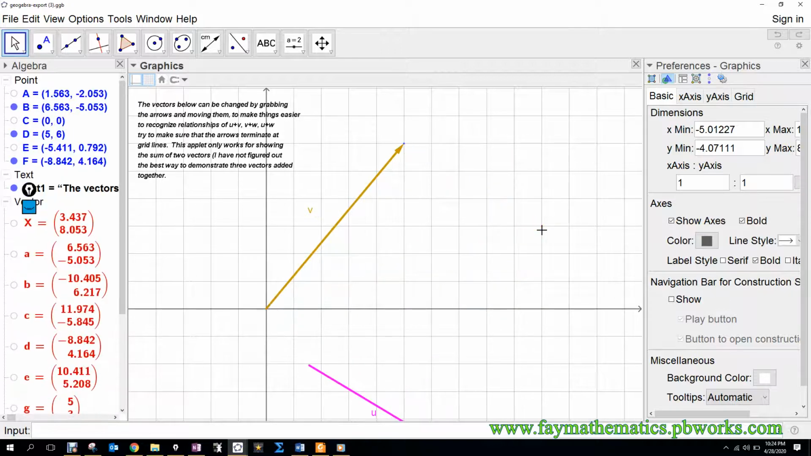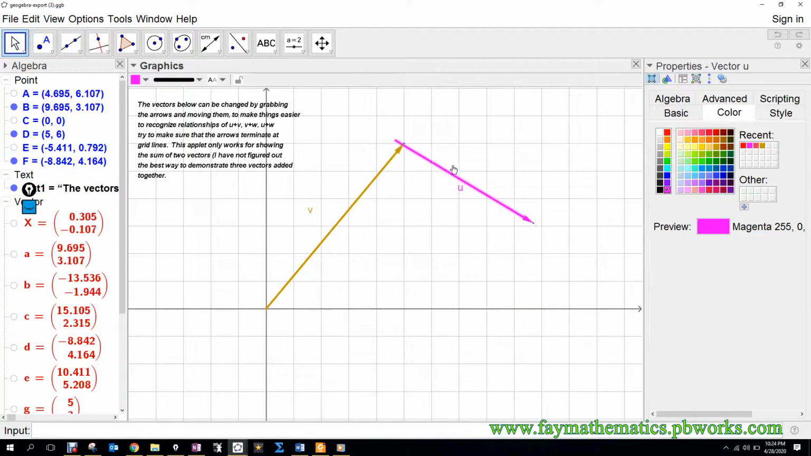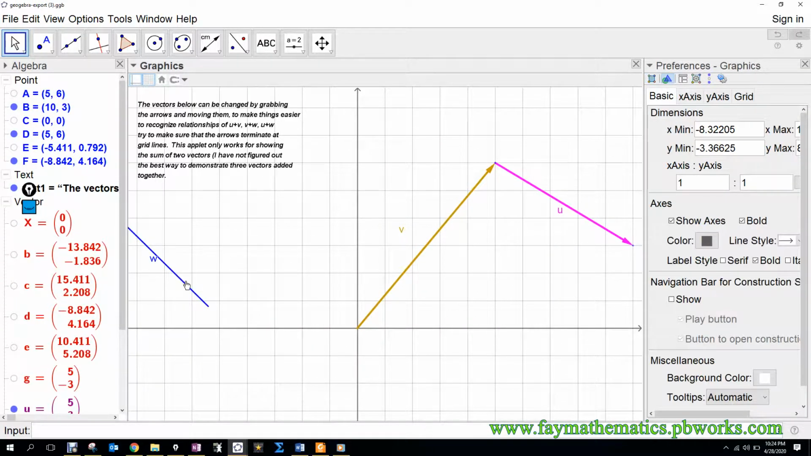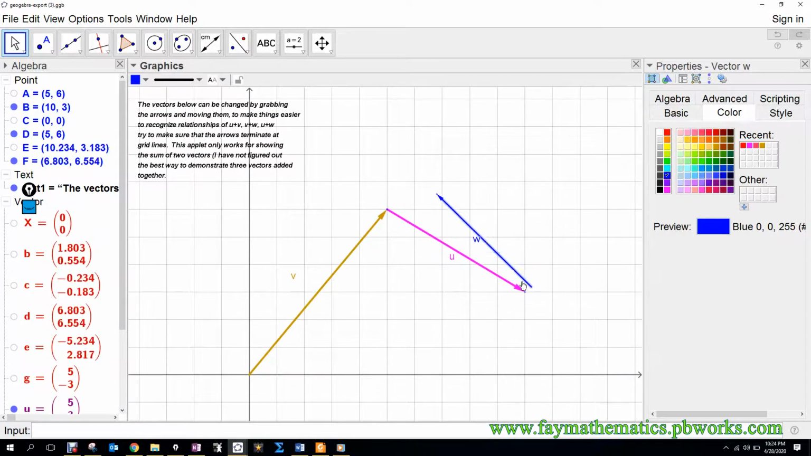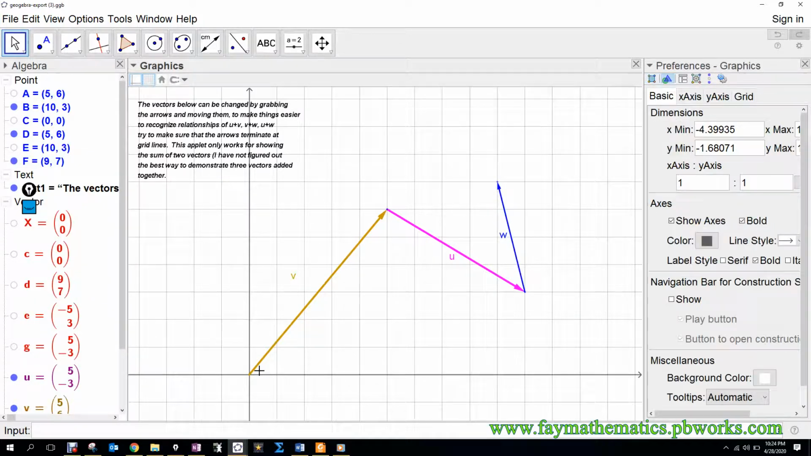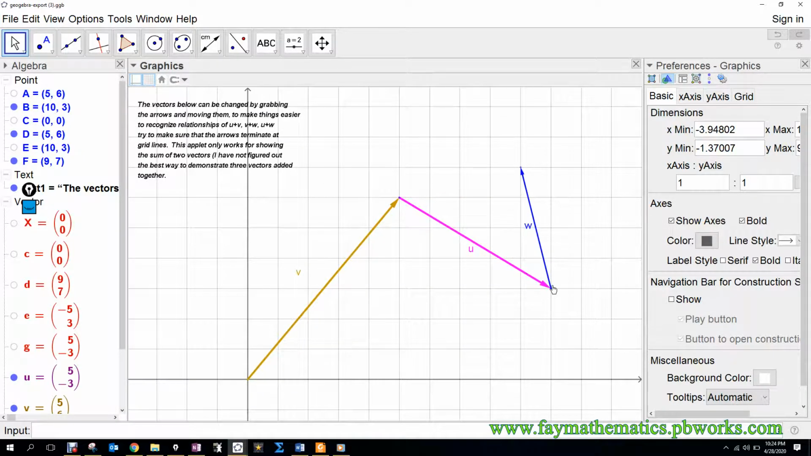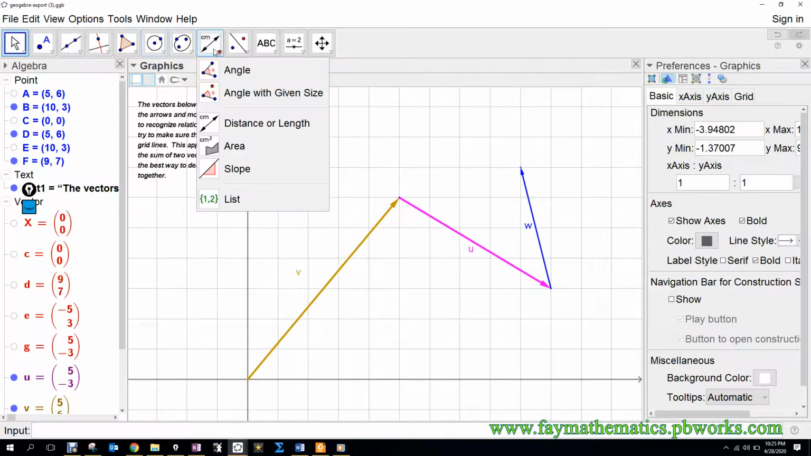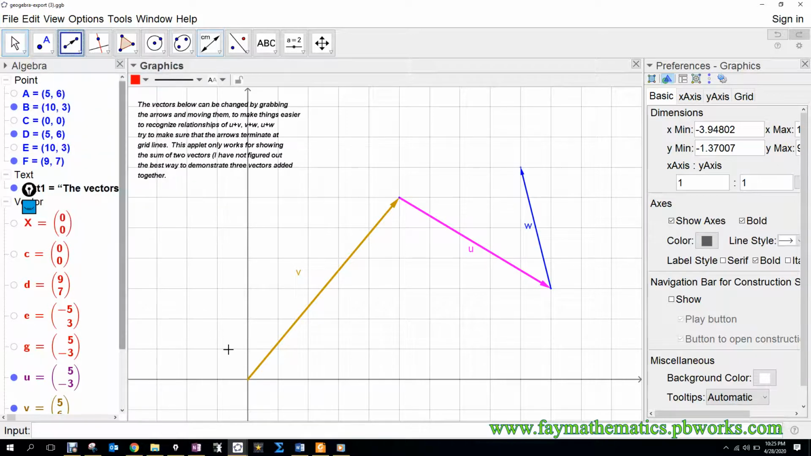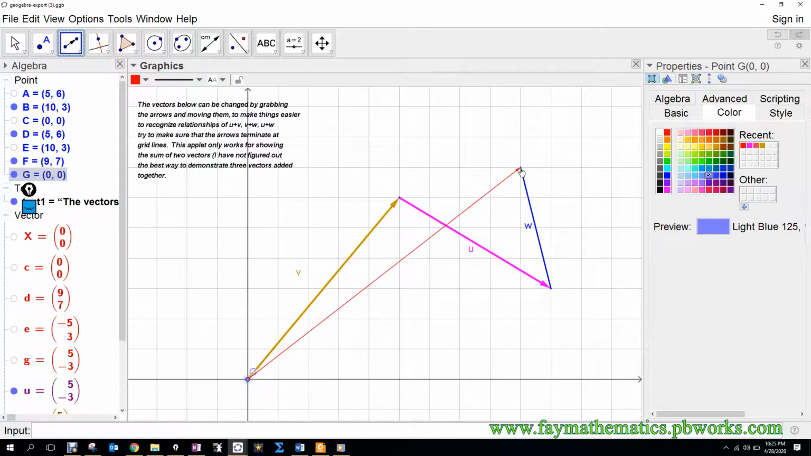But if I want to, let's put that one there. I don't want to show that right away. Let's go back to this W. So now let's say I want to add W to these. I don't want to show that one, but let's say I did that. So follow vector V, then follow vector U, and then follow vector W. The final vector would be, when we call it the resultant, that vector from 0, 0 to there.